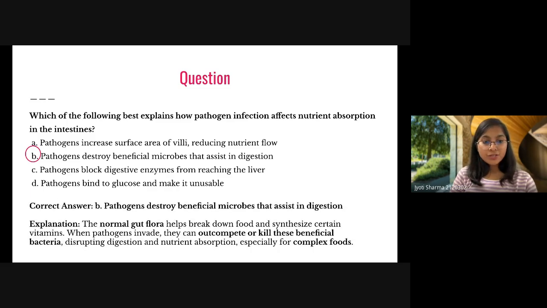Okay, so the explanation is that the normal gut flora helps break down food and synthesize certain vitamins. When pathogens invade, they can outcompete or kill this beneficial bacteria, and this is how it will disrupt digestion and nutrient absorption, especially for complex foods.